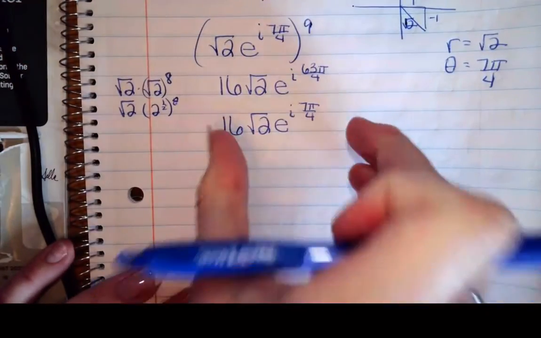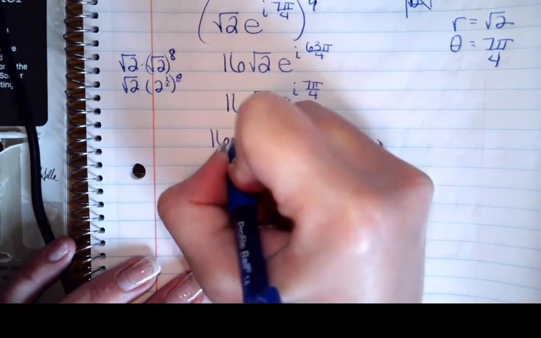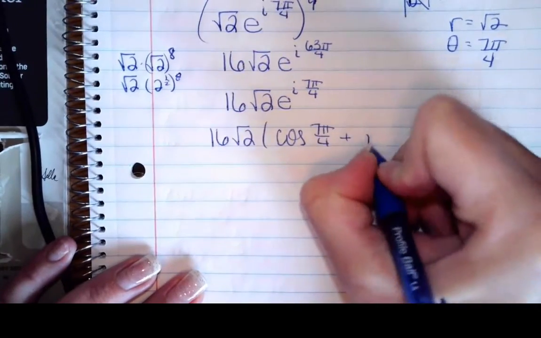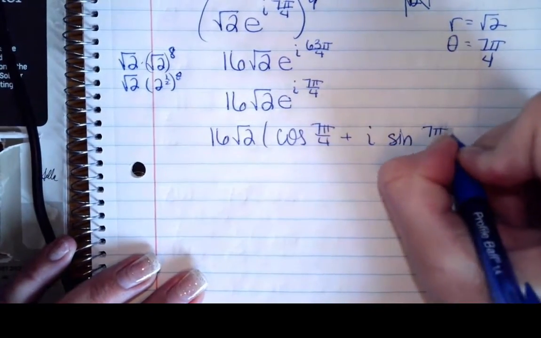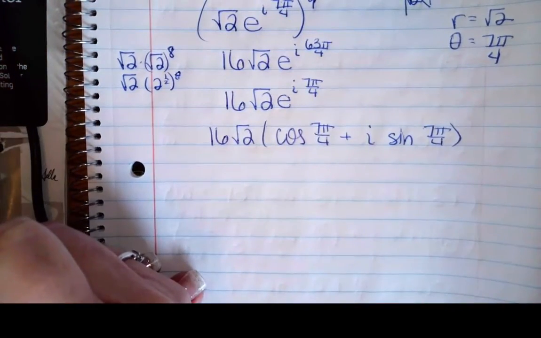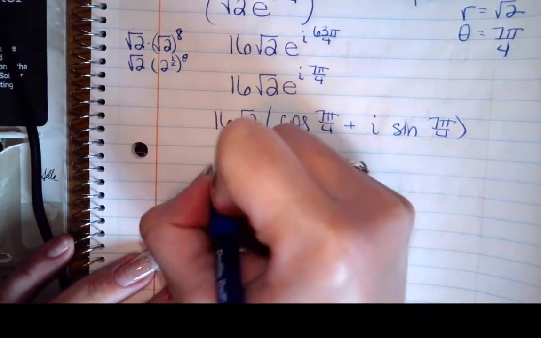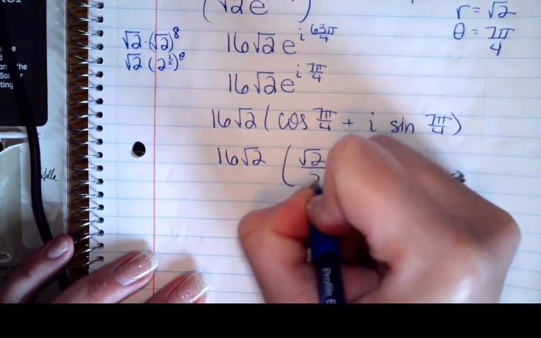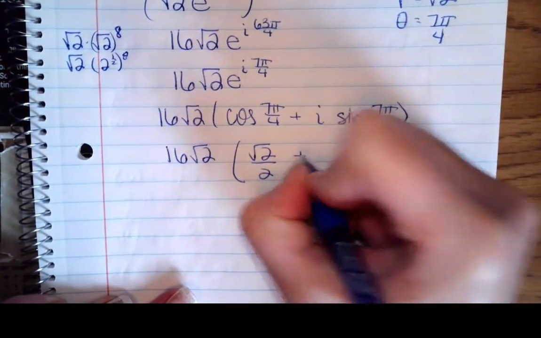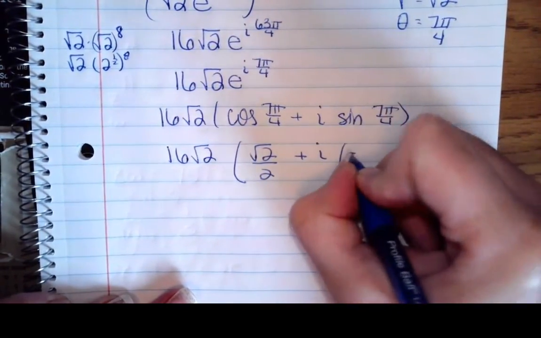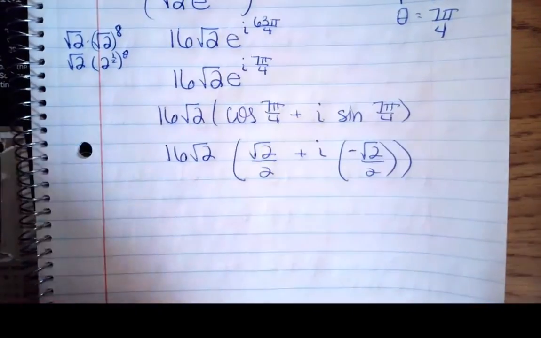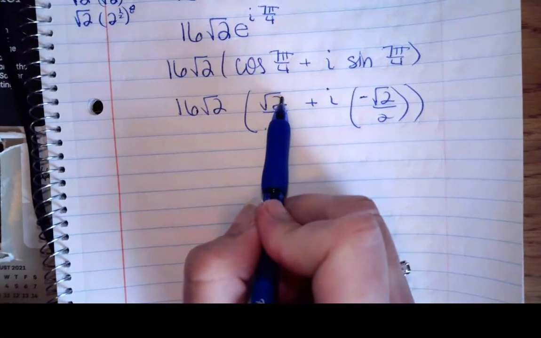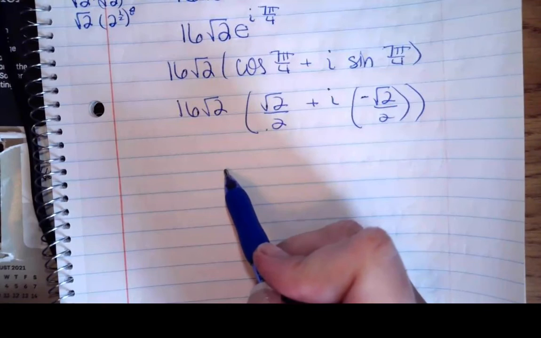So that's exponential. And now go to polar: 16 root 2 times cosine 7 pi over 4 plus i sine 7 pi over 4. And now go to rectangular. So 16 root 2. The cosine of 7 pi over 4 is root 2 over 2, plus i times the sine of 7 pi over 4, which is negative root 2 over 2. So 16 divided by 2 is 8, and root 2 times itself is 2. So basically it's 16.